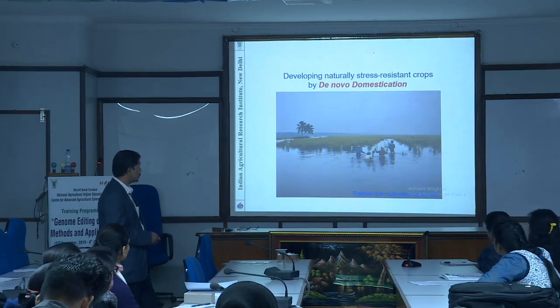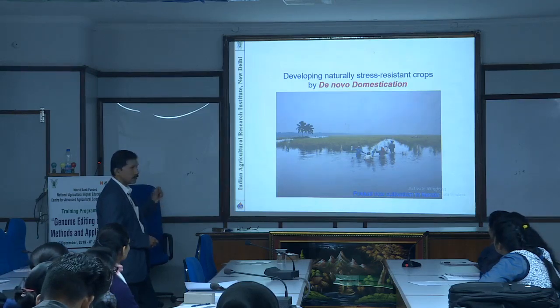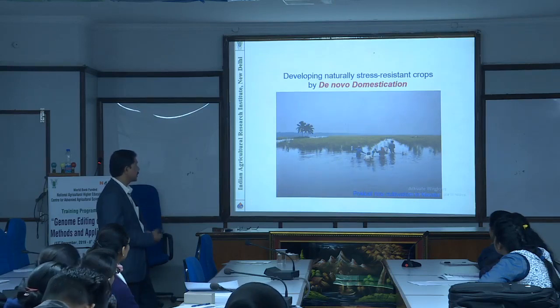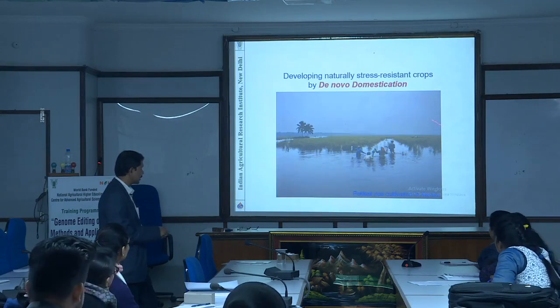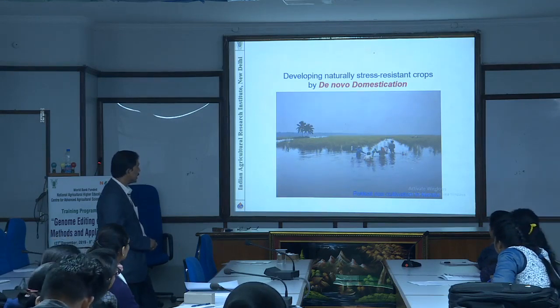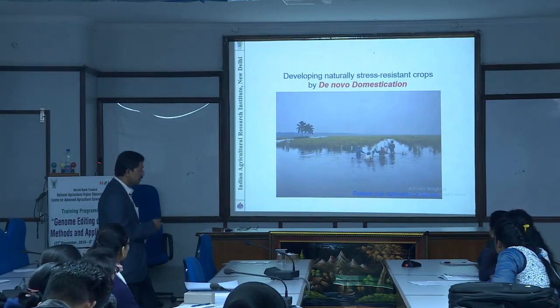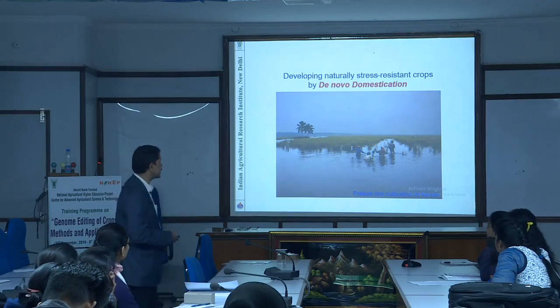An alternative approach is that there are several plants which are naturally stress resistant. Whether you can mutate some of the genes to induce the domestication trait, so that you have stress tolerance and you get a plant which is accepted by the consumer. So this is the Pokkali rice. You see it is cultivated in the seawater inundated field. It is highly salt tolerant, but many people may not like the grain quality.